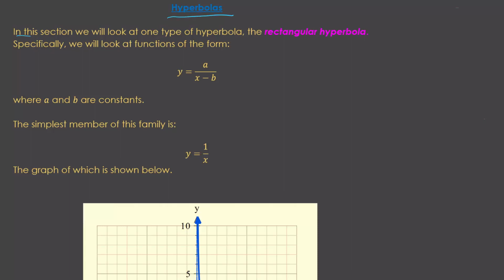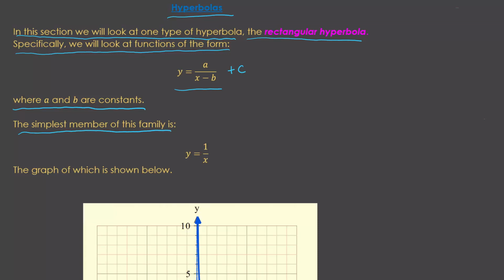Hyperbolas. In this section we will look at one type of hyperbola, the rectangular hyperbola. Specifically we will look at functions of the form y equals a over x minus b. A bit later on we're going to put a plus c here as well, but not initially. Where a and b are constants.